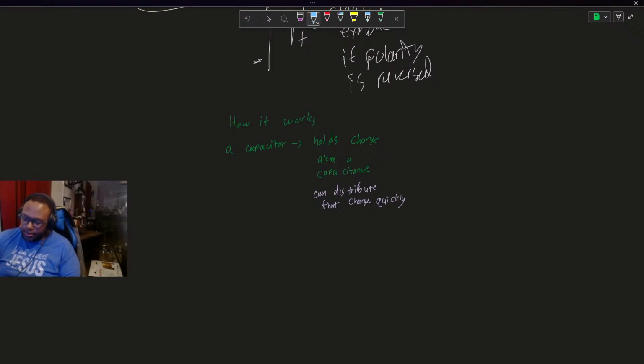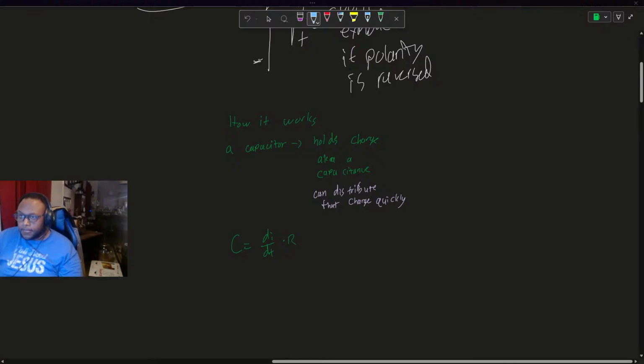So capacitance, if I remember correctly, the capacitance equation is C equals di/dt times R. I think that's the equation. Question: what is D? Derivative. You have to take a derivative. You take the derivative of current times resistance. I'm double checking my work real quick.